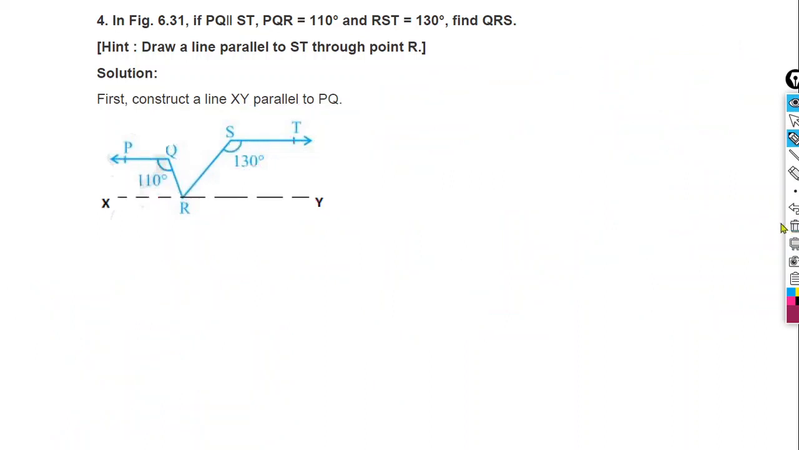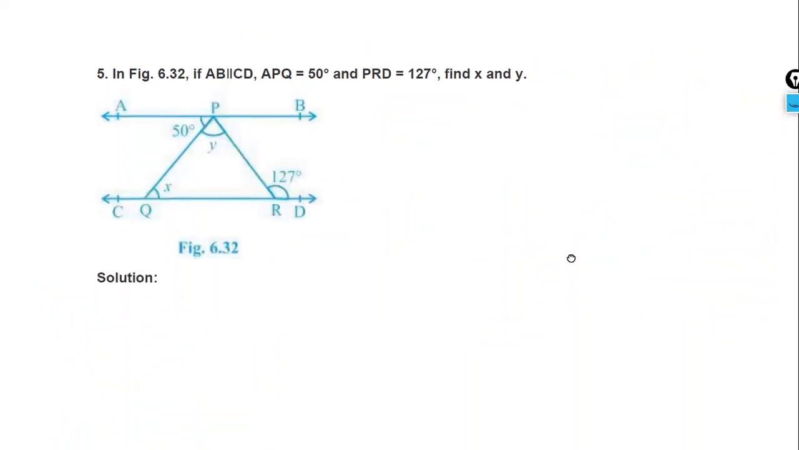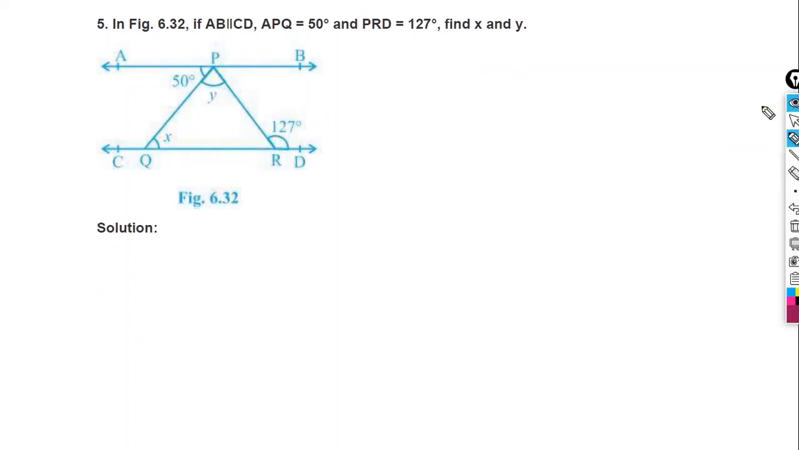Now we'll move to question number 5. Quickly, let's see. In this figure, AB is parallel to CD. Angle APQ equals 50 degrees. Angle PRD equals 127 degrees. Find x and y. We'll first start with x.